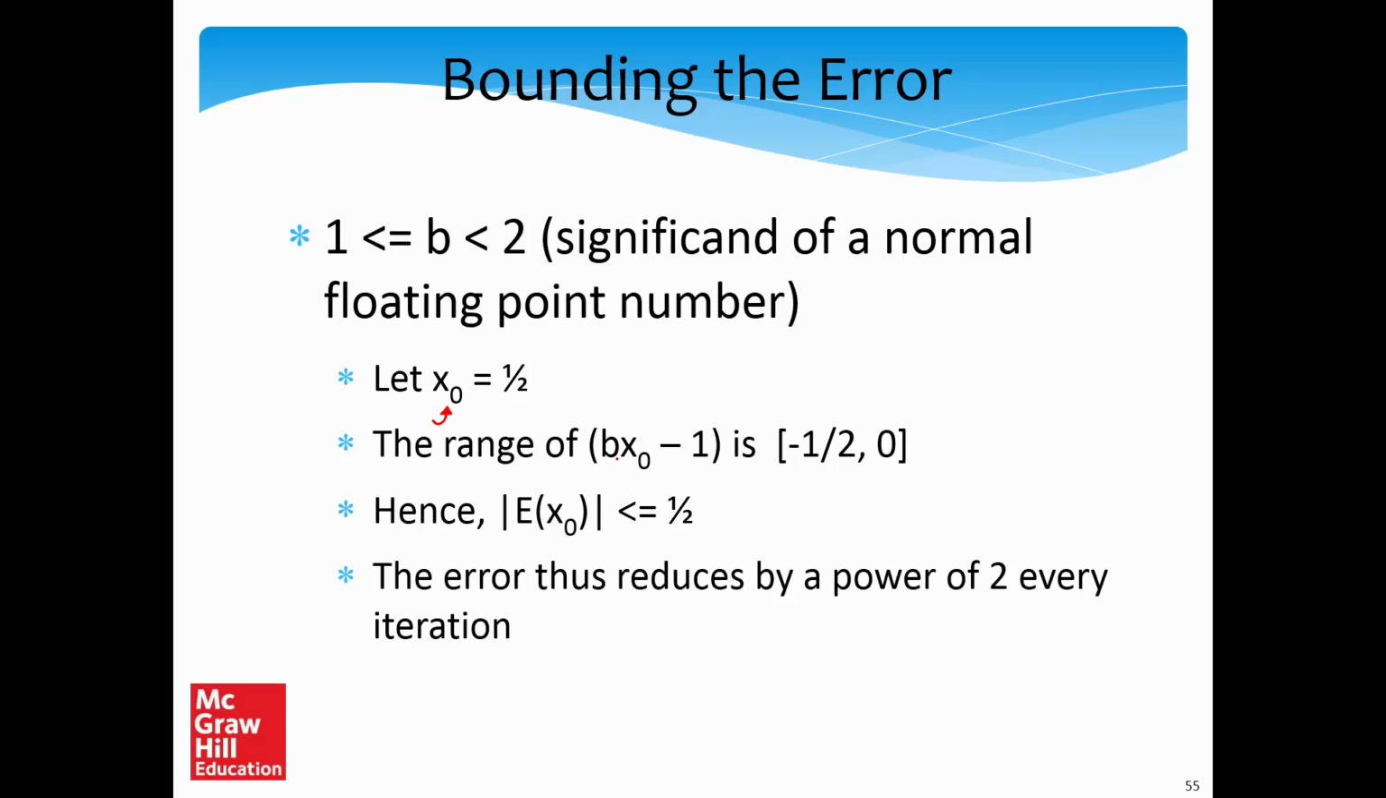So the range of bx0 minus 1, b times x0 minus 1, what will it be? So what is the range of b? B is between 1 and 2. So the range will actually be between minus half and 0. So that will be the range of bx0 minus 1, which is the error at point x0. So hence the error at point x0 is always less than or equal to half. Since the error at any point is less than or equal to half, and we reduce the error by a power of 2 in every iteration, ultimately the error will approach 0.